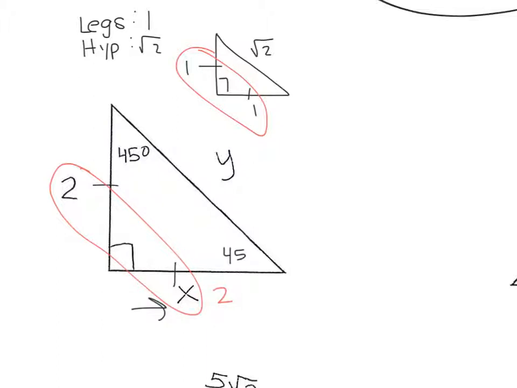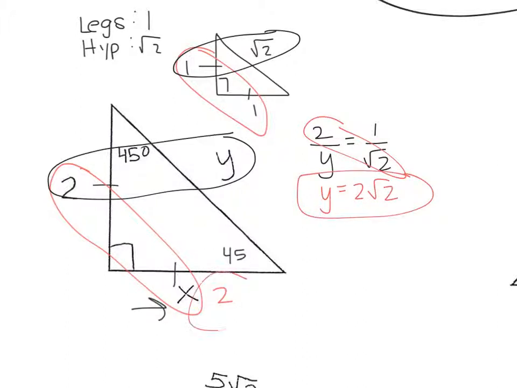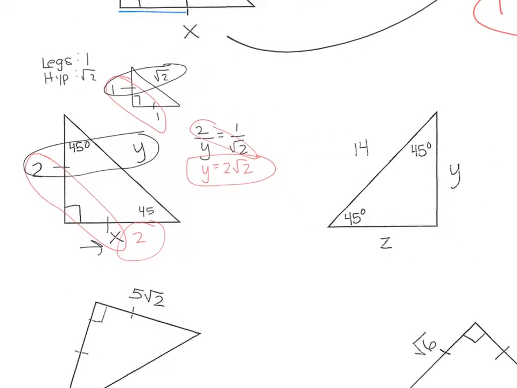So now I'm going to use this other ratio, 2 is to y as 1 is to root 2. And I'm going to solve for y. So I'm going to cross multiply. Y equals 2 root 2. That's my answer. So x equals 2 and y equals 2 root 2. So you're going to use similar triangles. Let's look at the next one over here.